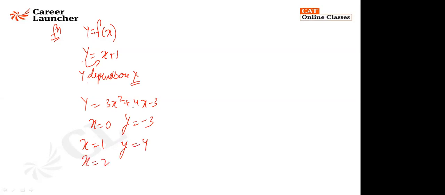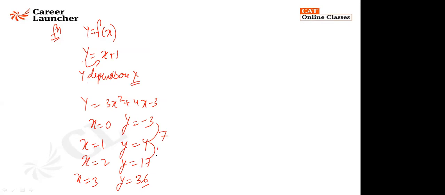Whatever the value of x you put here, you get the value of y. For example, y is equal to 3x square plus 4x minus 3. Now you can put x is equal to 0 and that gives y is equal to minus 3. You put x is equal to 1, that gives you 7 minus 3, y is 4. You put x is equal to 2, it is 12 plus 8 is 20, minus 3 is 17. Now the next value is x is equal to 3. You know 3 square is 9, 3 times 9 is 27, 27 plus 12 is 39, minus 3 is 36. These are the values which are going to come here.